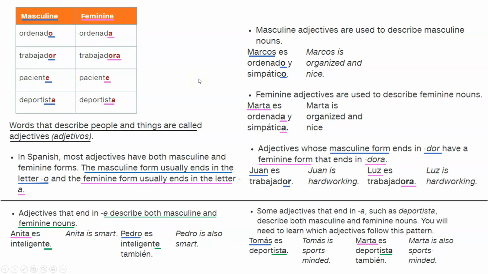All right, pause the video. You'll see that some of these things have already been written down for you, but we're going to go through it again.